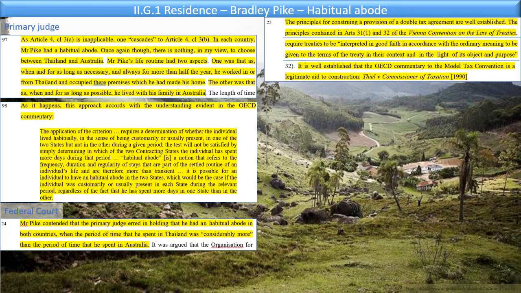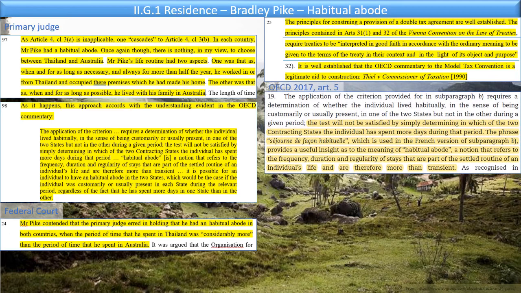So this is what the judge says, and then he comes to article paragraph 19 of the 2017 commentary, which says a little bit the same as what the primary judge said in paragraph 98, but I just want to reiterate it. It says the application of the criterion provided in subparagraph B, which is habitual abode, requires the determination of whether the individual lived habitually in the sense of being customarily or usually present in one of the two states but not in the other during a given period.